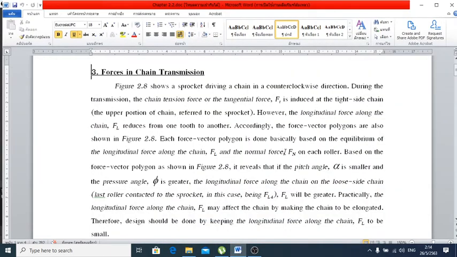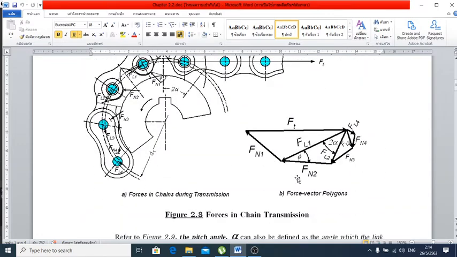Okay, let's go for section three, force applied in the chain transmission. Let's go over the motions of the force in chain transmission.